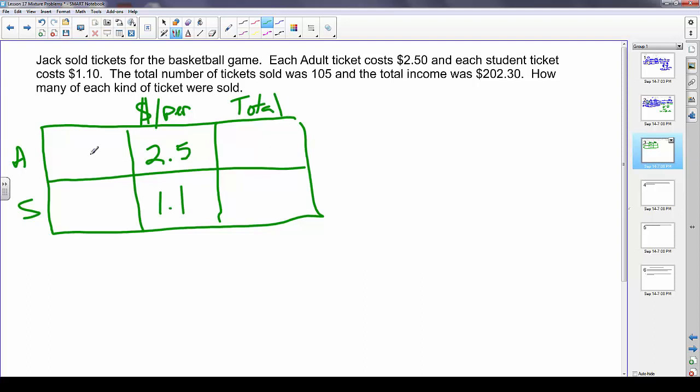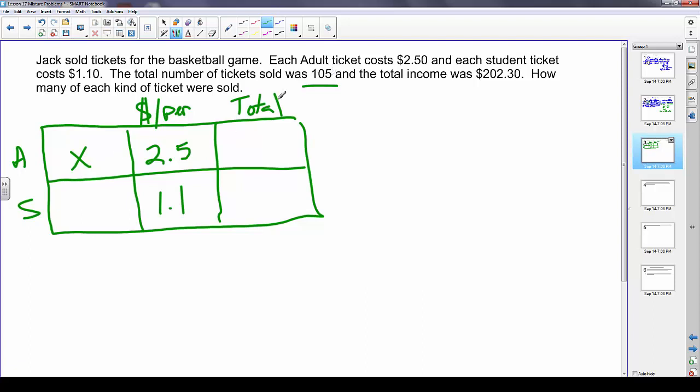Now, here's the trick in this problem. We know there's a total of 105 tickets sold, but I don't know how many adult tickets and I don't know how many student tickets. I have to call one of them a complete unknown, and it doesn't make a difference which one it is. So I'm going to call X my adult tickets. Now if I have 105, think about it. What if I had 5 adult tickets? Then I'd have 100 student tickets left.